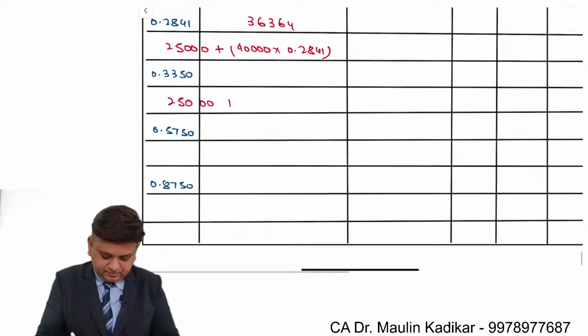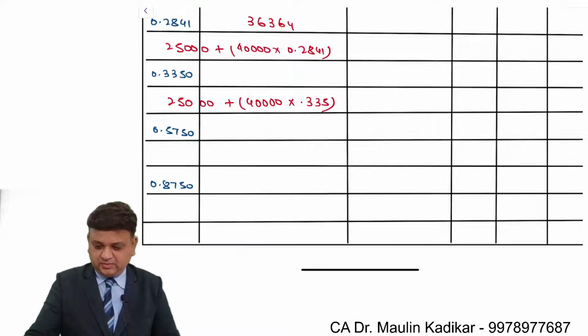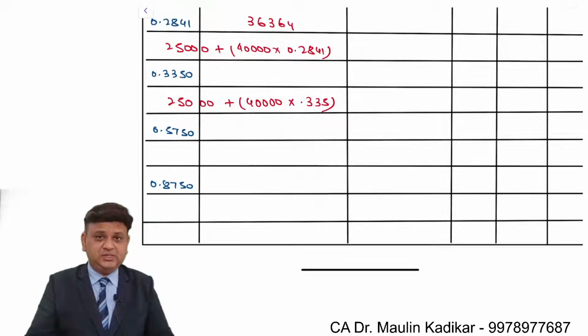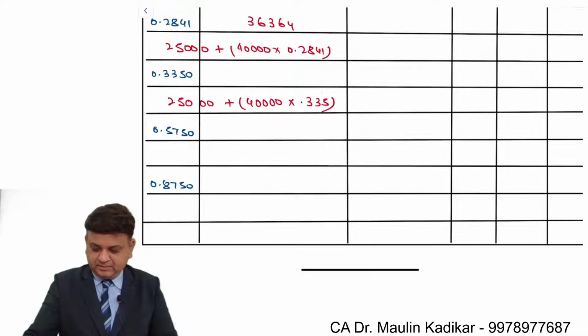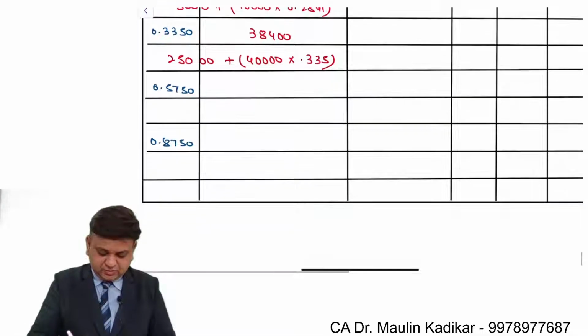25,000 plus 40,000 into 0.335. So 40,000 into 0.335 is 13,400 plus 25,000. That comes to 38,400. Again, 40,000 into 0.575 is 23,000 plus 25,000. That comes to 48,000.